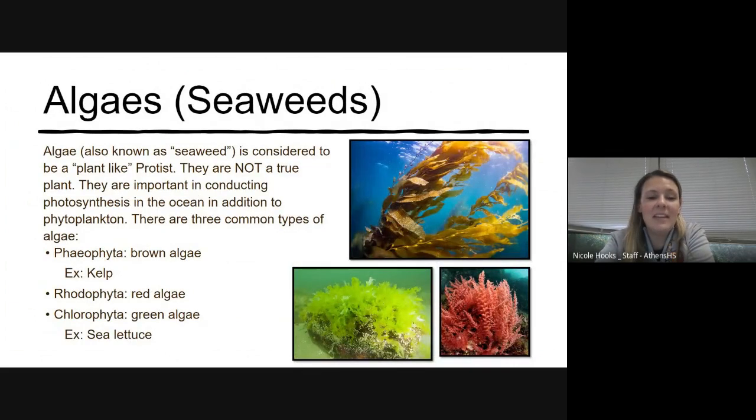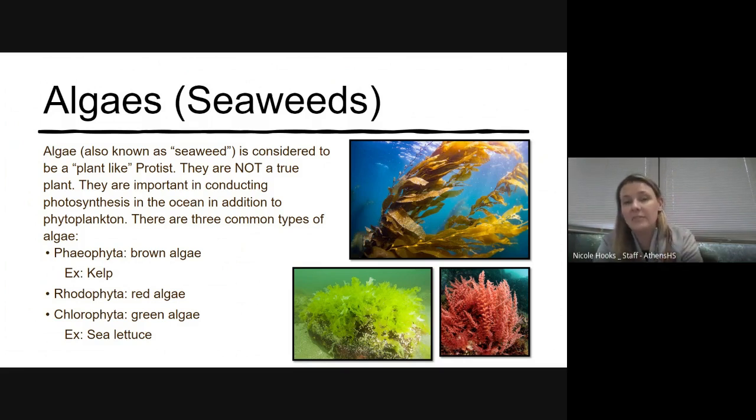All right, these macroalgae we're going to talk about next are macroplanktons. They are other ways that we make food, or the ocean makes food. So phytoplankton and algae is the way that we do that. They're also called seaweeds. They are not plants. Seaweed are not plants. Algae is not a plant. It is a protist. It's plant-like, but not a plant.